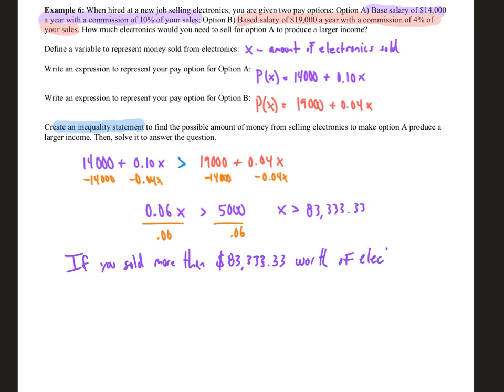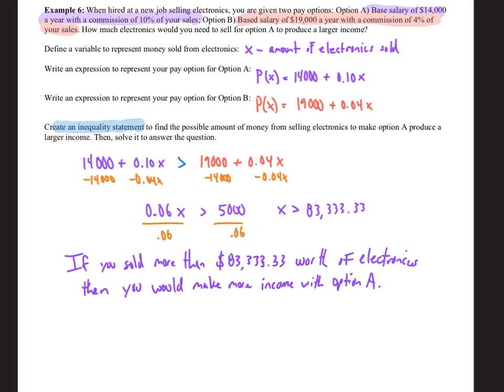if you sell more than that amount of electronics, you would make more income with option A.